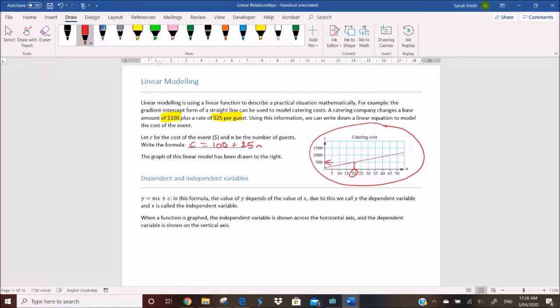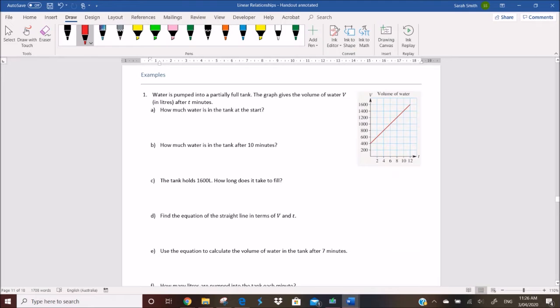So when we're thinking about our dependent and our independent variables, the y in our relationship is dependent on the x. So we call y the dependent and x the independent. So when a function is graphed, the independent variable is generally on the horizontal and the dependent variable is on the vertical axis. So if we go through some examples to try and help you with this, our first example here is we've got water is pumped into a partially full tank.